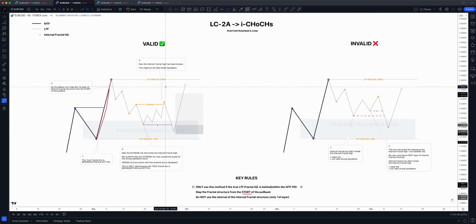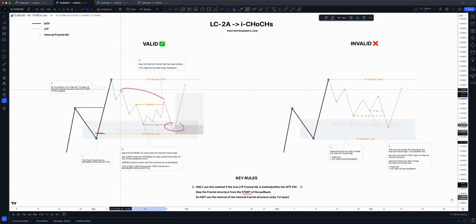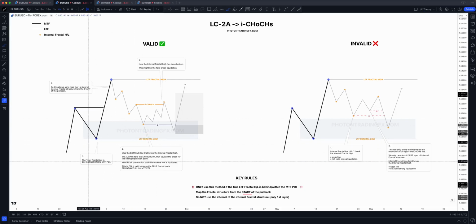So the way you do this, okay, when this happens and you see that the true low is behind or within the POI, so by within the POI, what I mean is sometimes the fractal low might be like here, right? So then when price comes back and you get your POI mitigation, okay, well, it hasn't actually taken the true fractal low yet. So this is when, at this point, you're allowed to look at the internal fractal structure, okay? So once you've identified that the true fractal low is behind the POI or within it, like say somewhere down here, but price action is here, you're then allowed to consider the internal fractal structure, okay?